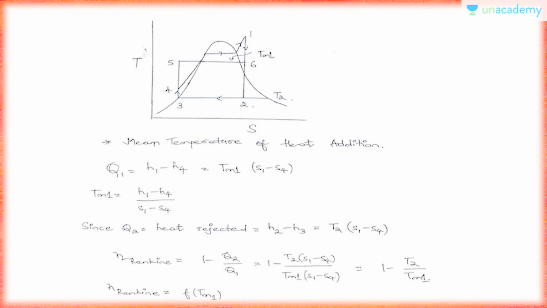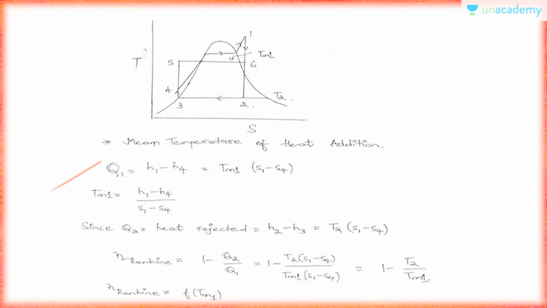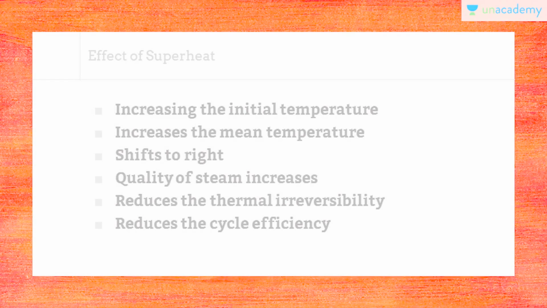So you can see here the TS diagram of a mean temperature of heat addition. This is the formula. So Q1 and the Tm1, which is the mean temperature of heat addition. And by this you can actually get the Rankine efficiency, which is actually a function of the mean temperature of heat addition. So what is the effect of superheat on the mean temperature of heat addition? The effect of increasing the initial temperature at constant pressure on cycle efficiency will be shown in the next slide, that is the TS diagram.